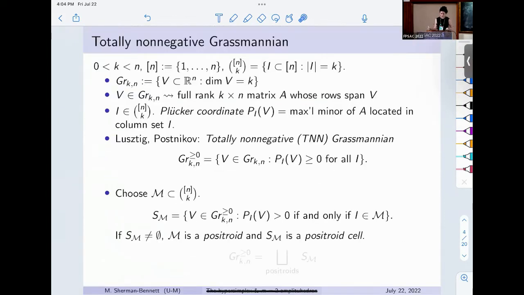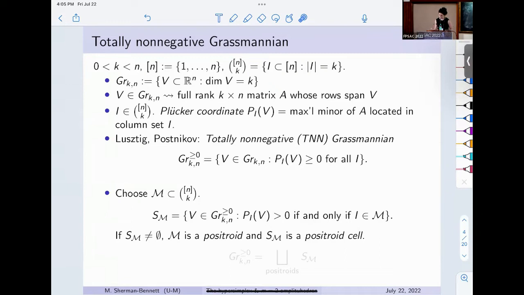To be a little bit more precise, pick M, some collection of k-element subsets. And this M indexes a stratum S_M in the TNN Grassmannian, which consists of all points where p_I is positive if and only if I is in my collection M. So M is telling me precisely which Plücker coordinates are positive, and then all other Plücker coordinates must be 0.